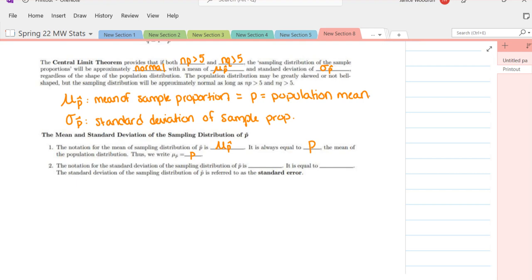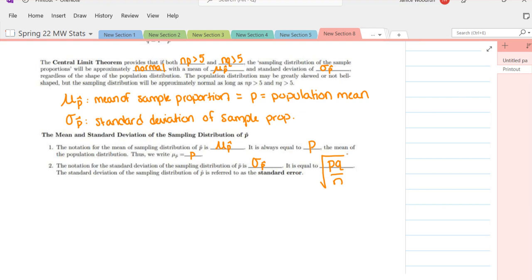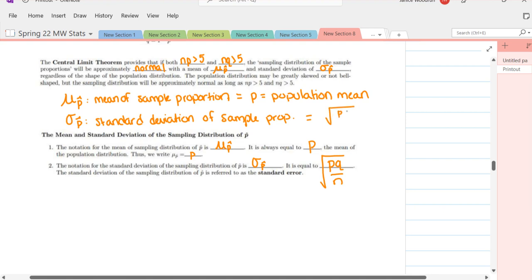And then the standard deviation, the notation sigma p hat, and that is going to be equal, so formula here, it is pq divided by n, and it is the square root of that. Okay, and then that is the standard error. So we refer to that as a standard error. Okay, so formula for standard deviation of a sample proportion, square root of pq over n.